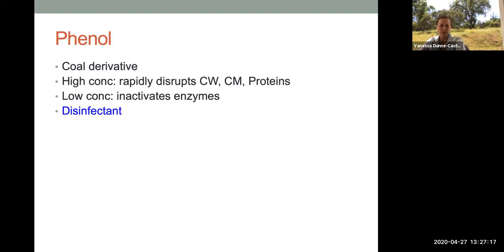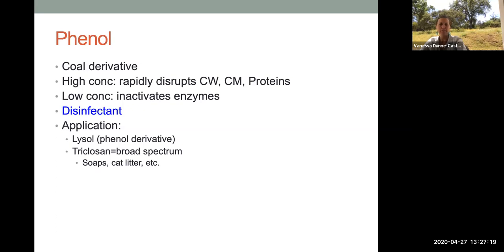Phenols. Phenols are derived from coal. Their function is different depending upon whether you have a high or low concentration of this. So this can completely disrupt different components of bacterial cells, and can inactivate enzymes even at low concentrations. It's considered a disinfectant and can be a high level or low level disinfectant depending upon the concentration. This is one of the key ingredients in Lysol, which is a derivative of phenol.